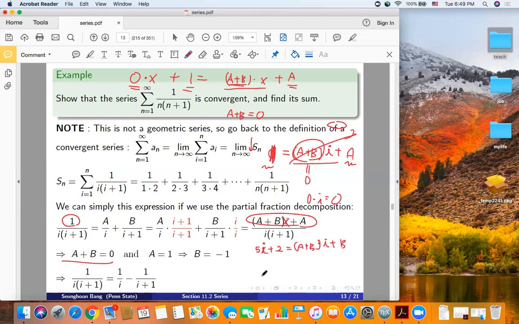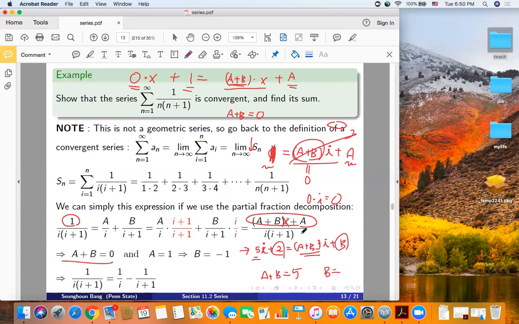So like this, compare. What is A plus B? Could you answer my question? What is A plus B? So do you have it? Answer: 5I plus 2 equals A plus BI plus B. Yes, 5, just the coefficient of I is 5. What's B? Yes, 2. The constant part. Yes, 2.